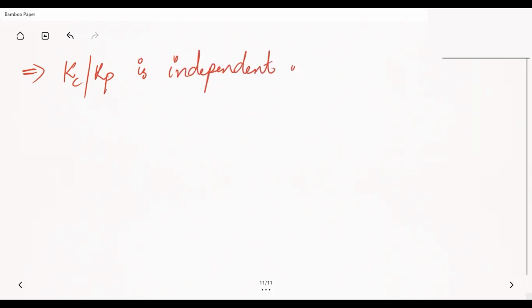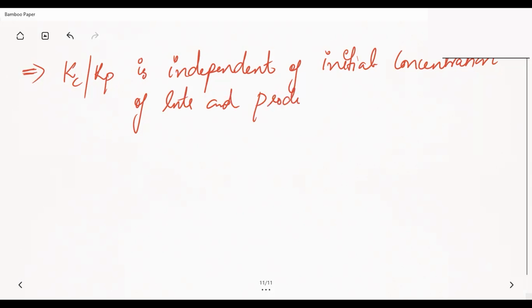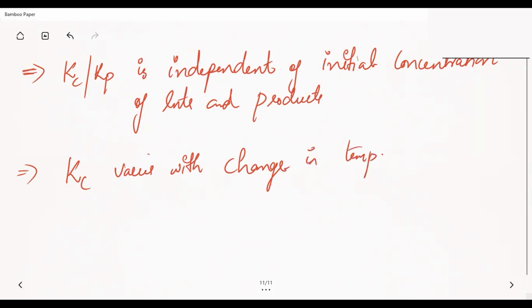independent of what? Initial concentration. Whatever be the initial concentration of the reactants or product, it does not matter. Okay, what is the value at equilibrium? That is mattering. Okay, initial concentration of reactants and products. And one more important point is equilibrium constant varies with change in temperature. As the temperature changes, equilibrium constant always undergoes changes.